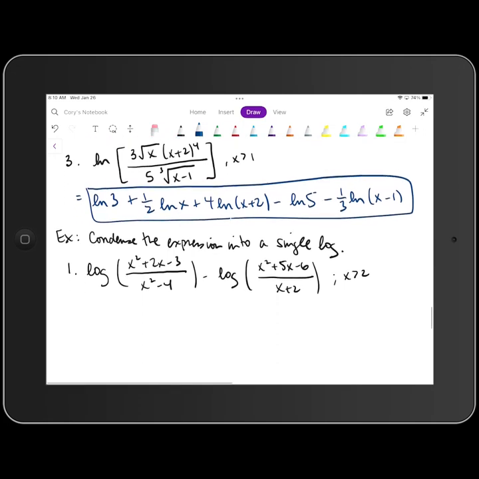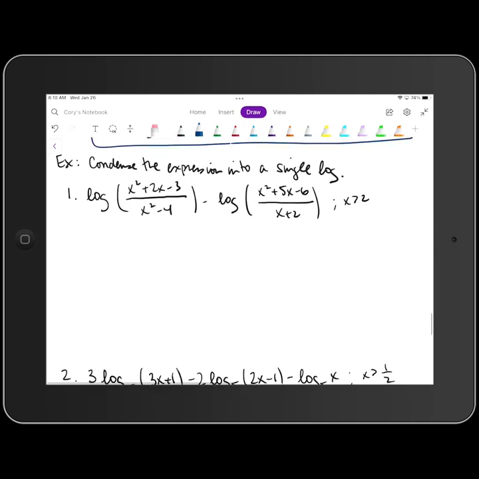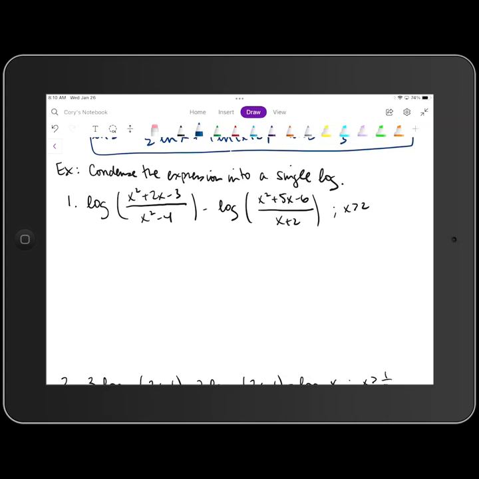Okay, so for the next set of 2 examples, we're going to work through the process in the reverse direction. So these examples here, we're going to have multiple log expressions that we want to condense down into a single logarithm. Okay, so to do that here, we are subtracting 2 logs that share the same base. So we can combine into a single log by dividing their arguments.